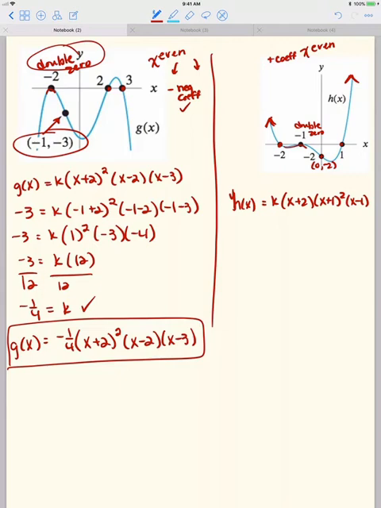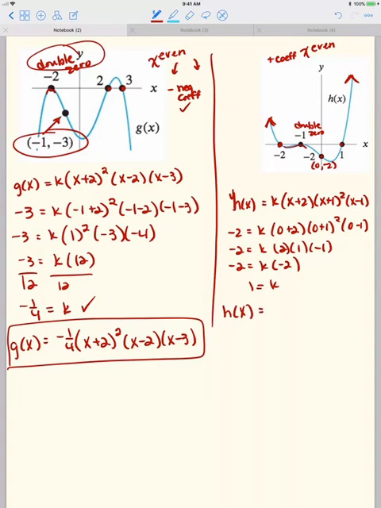So then to find the constant, plug -2 in for the function, 0 in for all the x's, and you get 2 times 1 times -1. So that's -2. Constant ends up being 1 here. So our function is just the x plus 2 times x plus 1 squared times x minus 1. Coefficient, constant of 1, you don't really write the 1 there. So here's your final answer for that one.